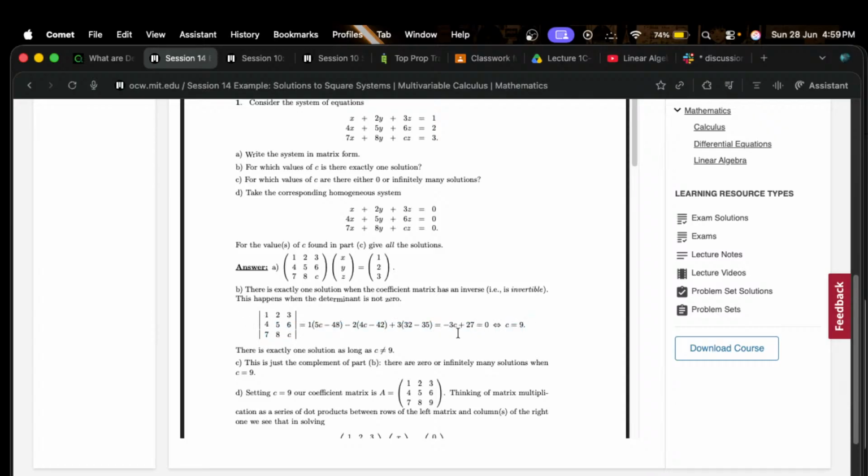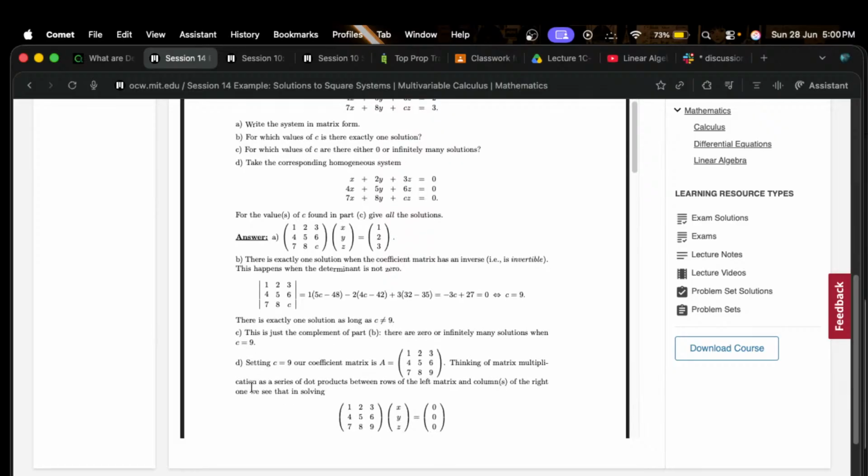So the determinant is, here the determinant comes out to be C minus 9. Okay, there's exactly one solution as long as C is not equal to 9. For which values of C are there either 0 or infinitely many solutions? This is the complement part of B. There are 0 or infinitely many solutions when C is equal to 9. Okay, take the corresponding homogeneous system for the value of C found in C and give all the solutions.